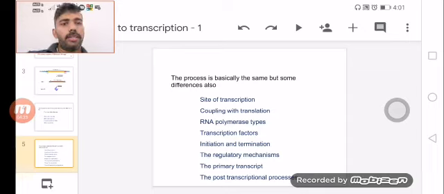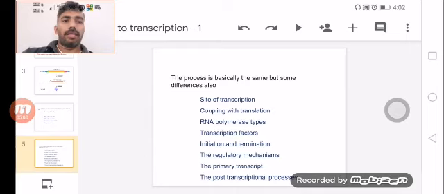The second difference is in the coupling of the reaction with translation. In bacteria, transcription is coupled with translation. That means the two reactions occur simultaneously, unlike in eukaryotic systems. The types of RNA polymerase used are also different. In eukaryotes, multiple RNA polymerases are applied for synthesis of different types of RNA. At the same time, in prokaryotes, only a single RNA polymerase is in function.